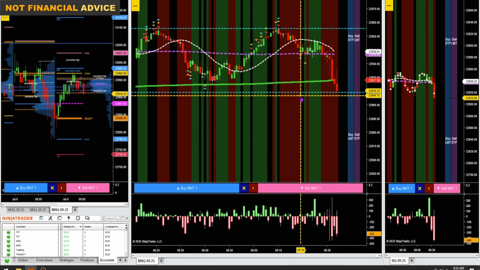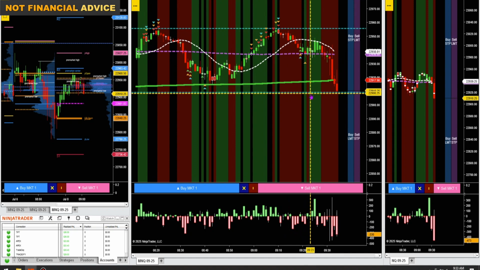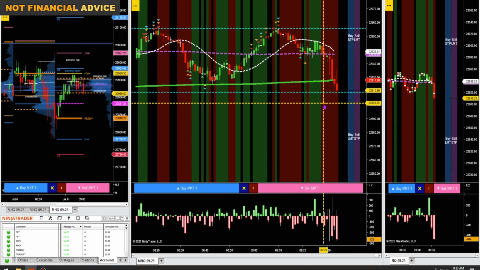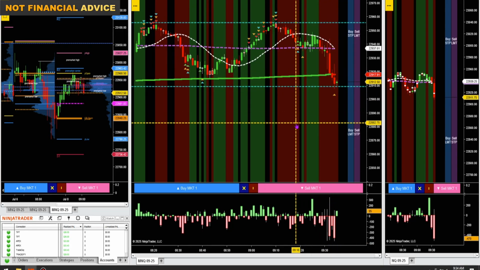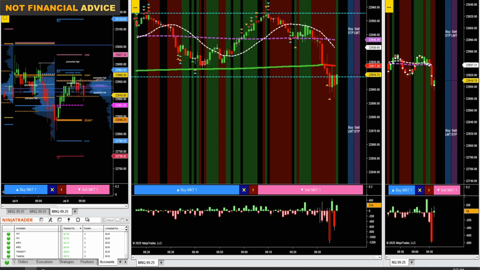Blue dash line. These are amazing key levels to have on your chart. Part of the Ultimate VWAP indicator. Link in the description. I just got another 5 points, taking a bounce off of that line. Just grabbed another 5 points.